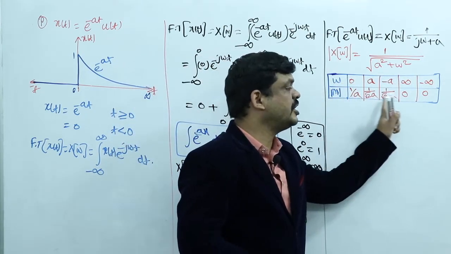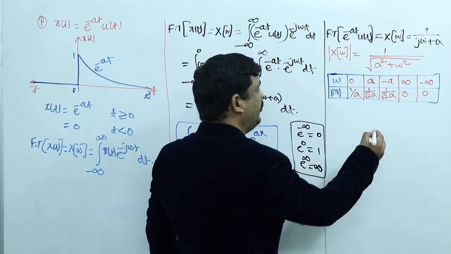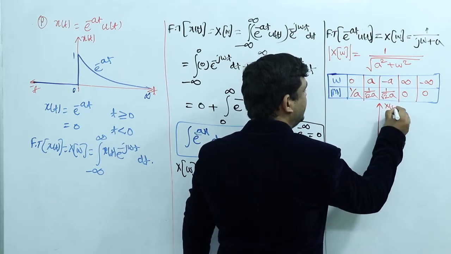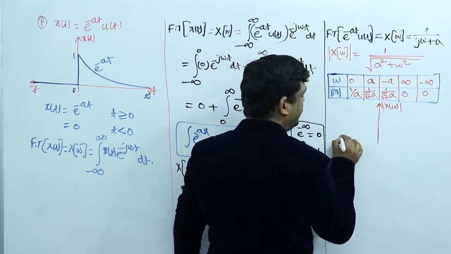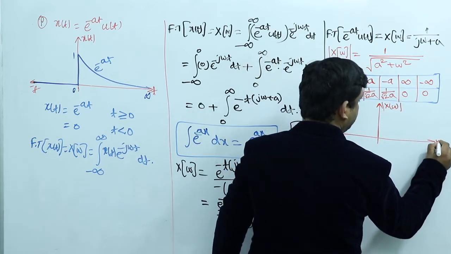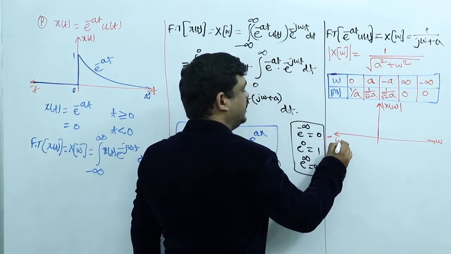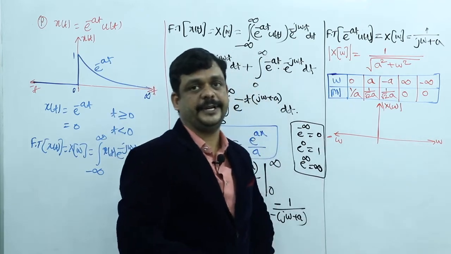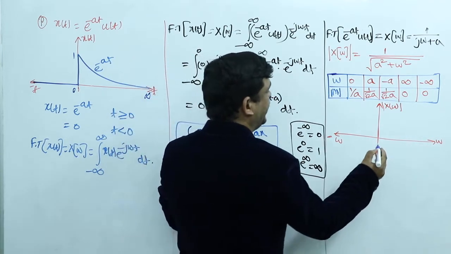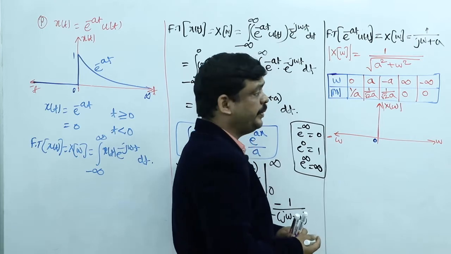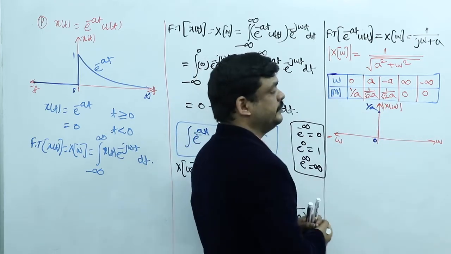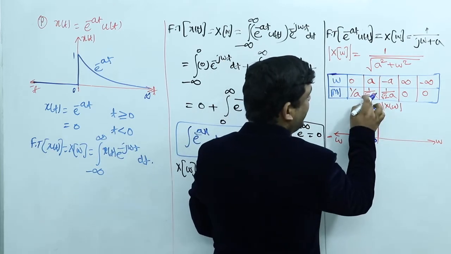When frequency changes, magnitude also changes. Now we have to draw the graphical representation. This explains the magnitude with respect to the frequency axis, that is minus omega to plus omega, meaning minus infinity to plus infinity. So the origin point exactly explains that the frequency is 0. If the frequency is 0, what is the magnitude? 1 by a.